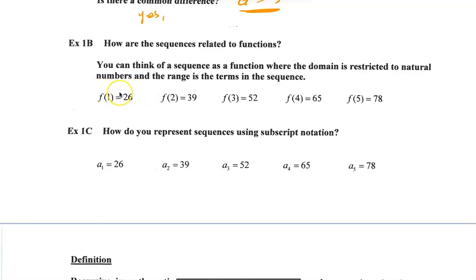So like here, f of 1 equals 26 is saying the first term is 26. So a_1 would be 26. And likewise, the second term would be 39. And so on and so on, right? The fifth term will be 78. And that's how it's written in subscript notation. So you'll see this right here, right? Subscript notation. So the first term is 26, the same thing as f of 1 equals 26, and likewise. So you have to know how to read it, but that means the exact same thing.